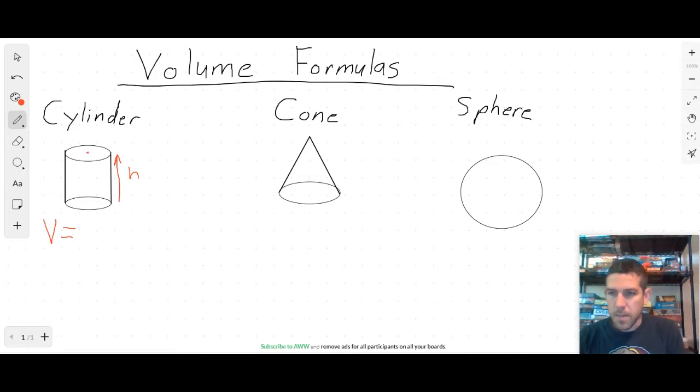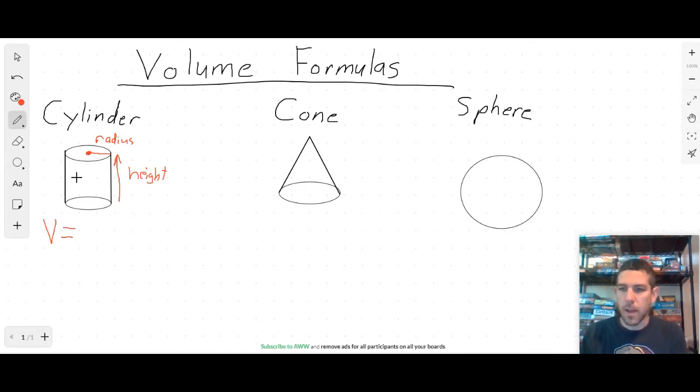The radius is half of the distance across the top of the can, or top of the cylinder. Try not to get radius mixed up with diameter. Radius is halfway across the top. Diameter is the whole distance across the top, and we don't want that. It's one of the most common mistakes. So we have radius and we have height. If you know those two amounts, you can calculate how much is inside of the cylinder.